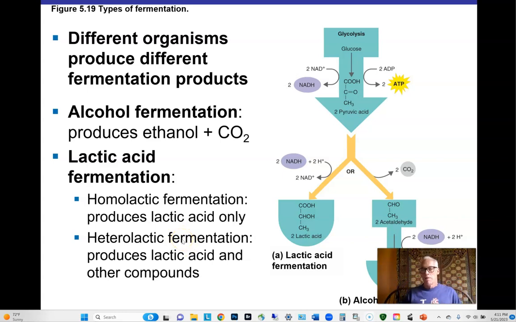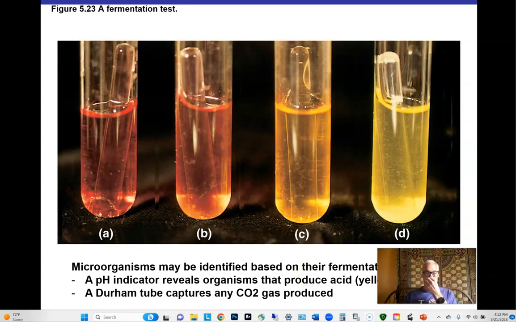Here's an example of alcohol production instead of any of these lactic acid involving steps. We're going to take the pyruvate and produce acetaldehyde and convert those into ethanol. Over here we're producing lactic acid and possibly go on to produce some other fermentation products from it. Many microorganisms, as you can read here, are identified on the basis of which products they can ferment.